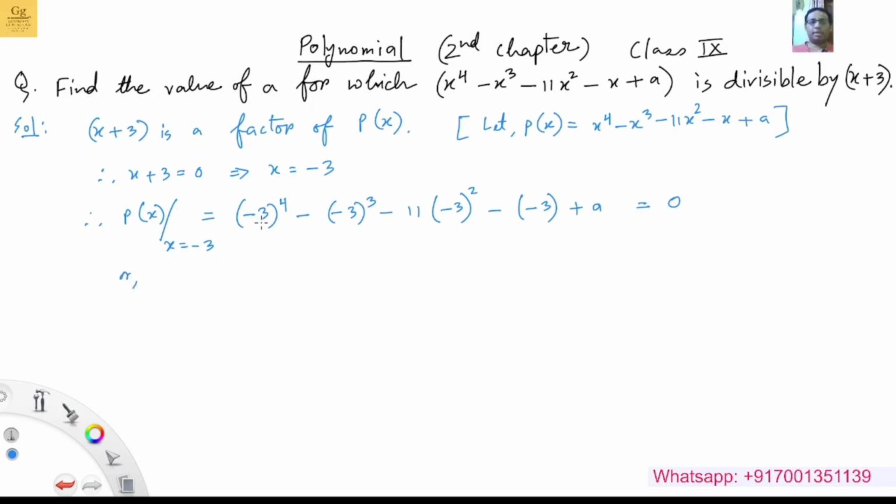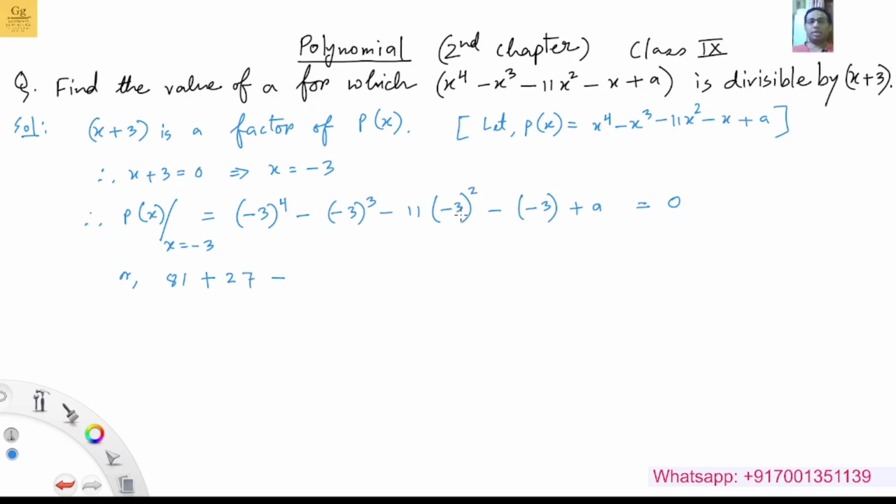So now minus 1 whole to the power 4, that means plus, and 3 to the power 4, how much will be there? 81. Yes or no? Next minus 1 का होल क्यूब कितना होगा? माइनस होगा, तो माइनस माइनस कितना हो जाएगा? प्लस हो जाएगा. And 3 to the power 3, how much will be that? 27.